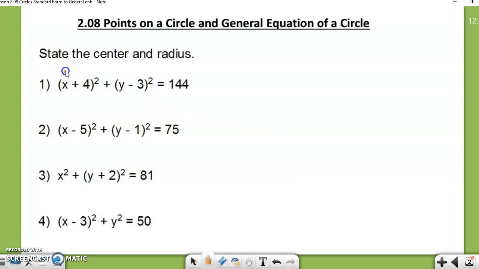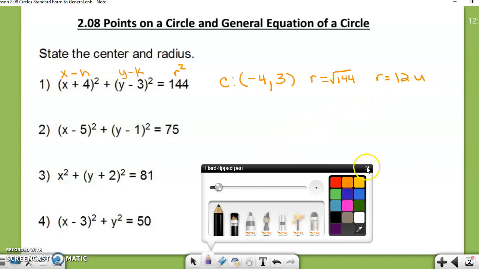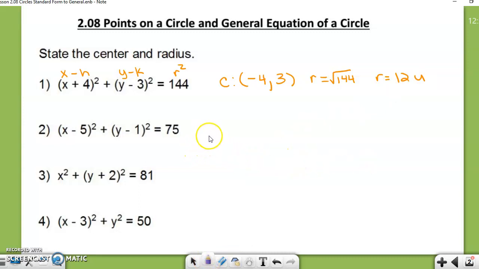So remember, it's supposed to be x minus h and y minus k, and this is r squared. So when I look at this, I think, okay, in order to have a +4 here, for my center, my x value had to be -4. The negative is part of the formula, so my y value at the center is just 3. And 144 is r squared, so r is going to equal the square root of 144. My radius is going to equal 12 units. Pause the video. I want you to try number 2, and then come back and check your work.